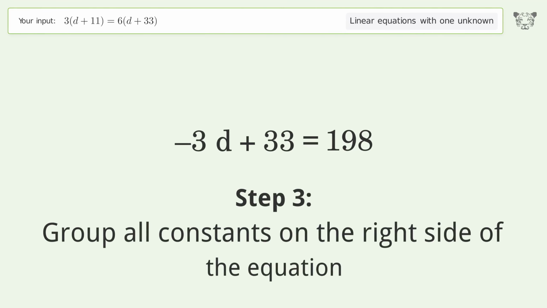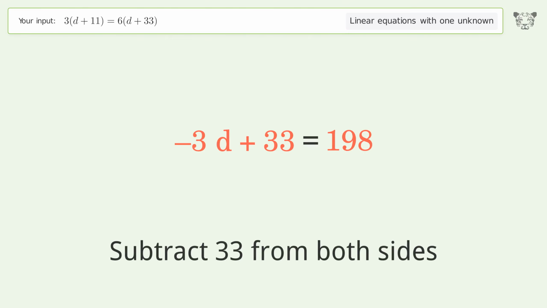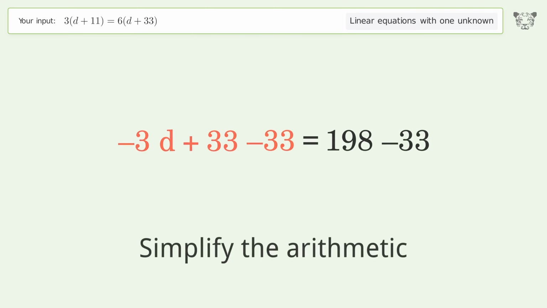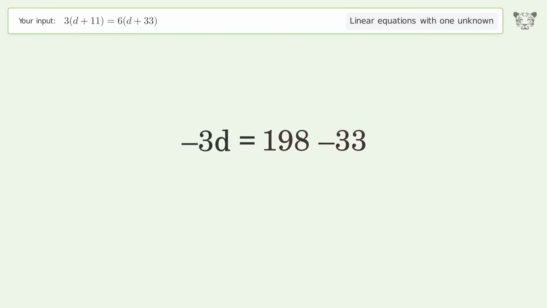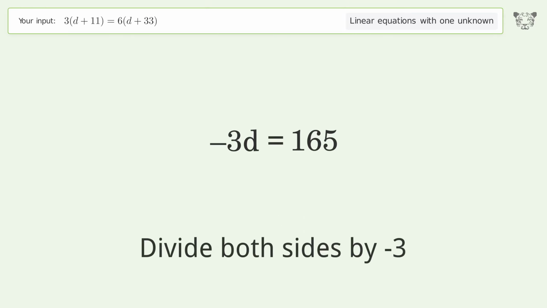Group all constants on the right side of the equation. Subtract 33 from both sides. Simplify the arithmetic. Isolate the d. Divide both sides by -3.